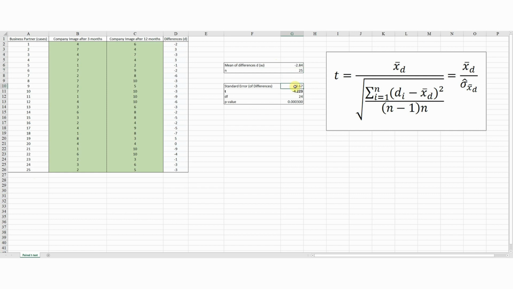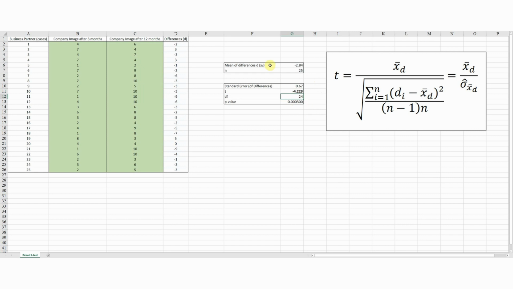So what's the standard error? The formula is not so complicated here. I use the Excel functions. So you take the standard deviation of those differences and divide it by the square root of the sample size. And then you plug this into the formula. So this is our t-value, and the according degrees of freedom is just your sample size minus 1, because you're estimating one mean.